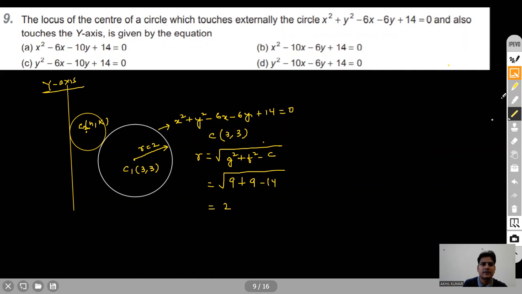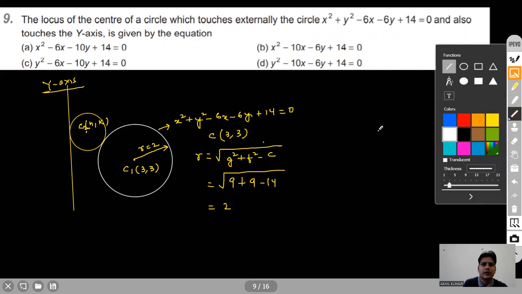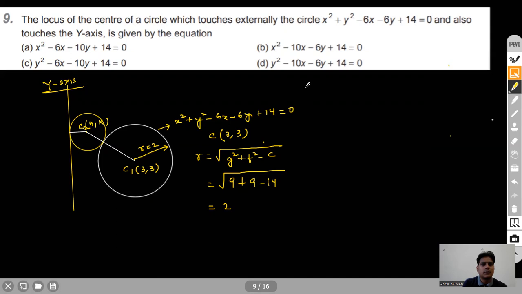Let me join this point C1 and C2. And this also you can join. So C1, C2. Can we find the length of C1 and C2? The coordinates of C1 are known to us. The coordinates of C2 are also known. So the length of C1C2 will be equal to the square root of (3 minus h) whole square plus (3 minus k) whole square. This will be C1C2.